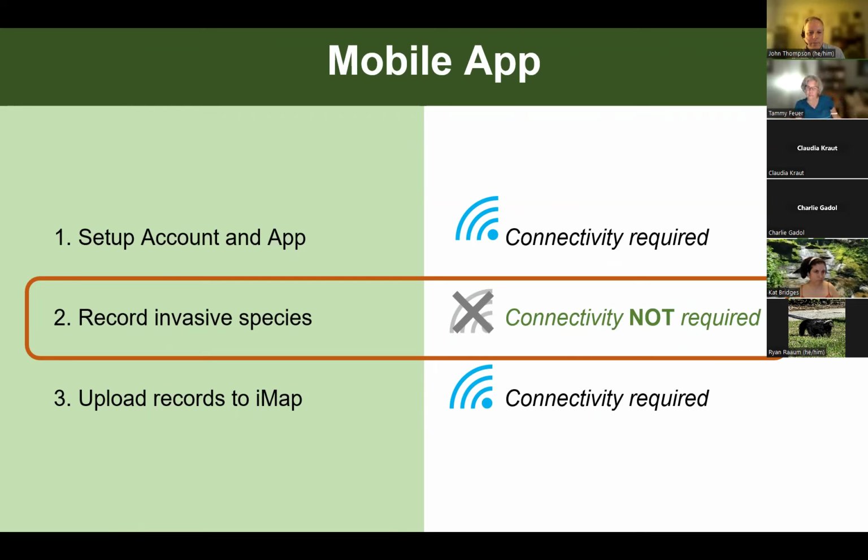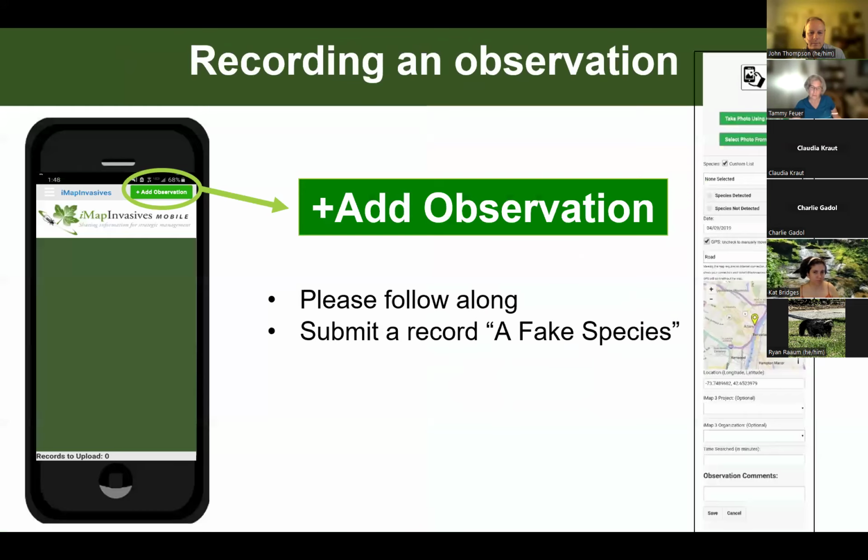So then we could record an observation here. And as I mentioned, connectivity isn't required. To do an observation, you're back on this screen on the phone. In the upper right, there's this green bar that says Add Observation. You click on that, and you could select a fake species if you're doing the training right now. IMAP Invasives asks us to have people do a fake species so that they know that we're training people.